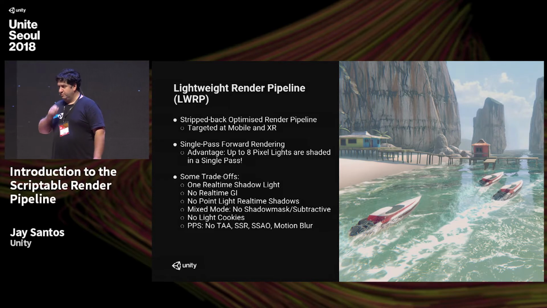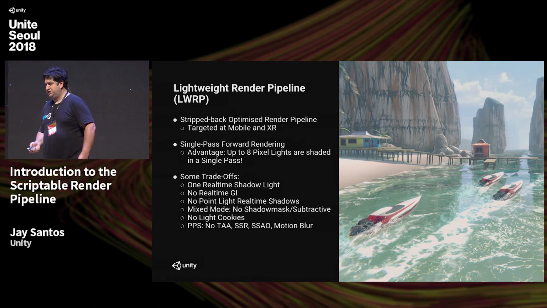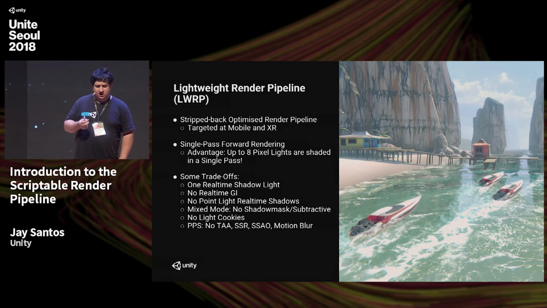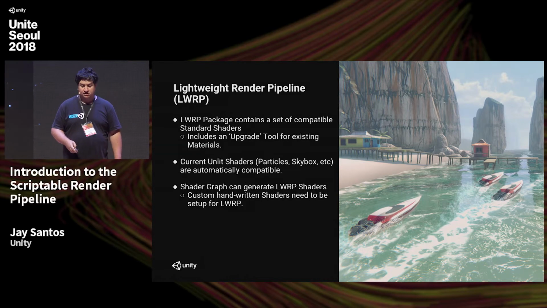Of course, it does have its limitations, right? It does have a slight advantage, which is the single pass forward rendering, which allows you to render up to 8 pixel lights in a single pass, and you're going to see that in the demo in a second. But you don't have real-time GI, you don't have point light shadows, and that is not much of a trade-off because on mobiles, point light shadows are very expensive, so you wouldn't use them anyway. Of course, PPS, post-processing, is very limited as well. You don't have light cookies, and so on and so forth.